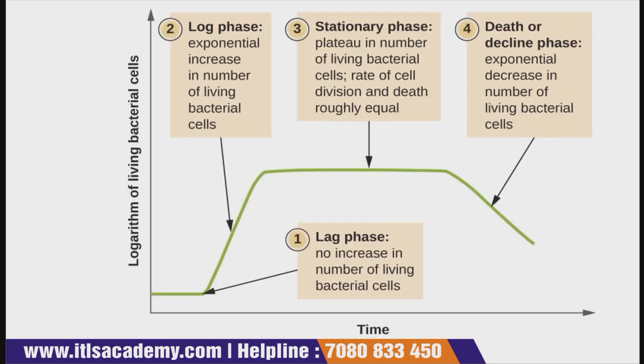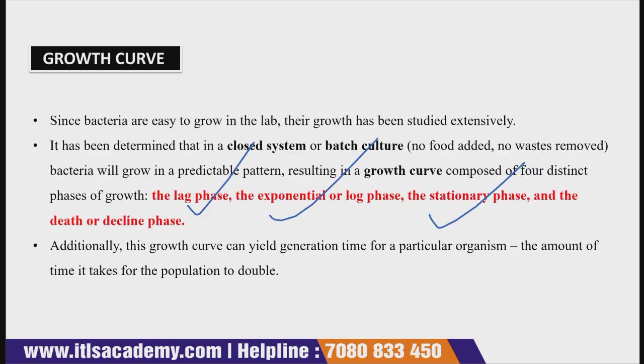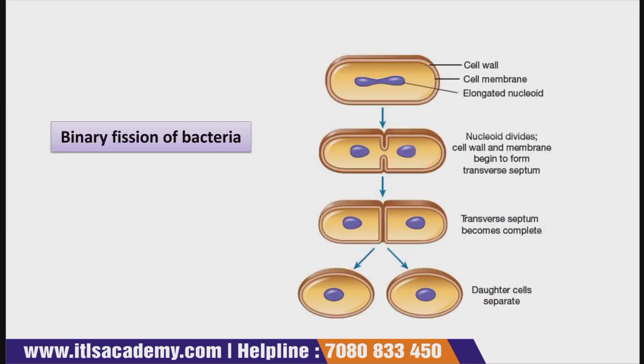So in this particular lecture, there are some questions that can be asked in the examination. Before that, let us quickly see what all we have covered so far. We have seen what is microbial growth, what are the two types of asexual reproduction in microbes, that is binary fission and budding, and how binary fission takes place. We have seen this diagram of binary fission, how this nucleotide is dividing itself, and how two new separate daughter cells are formed.